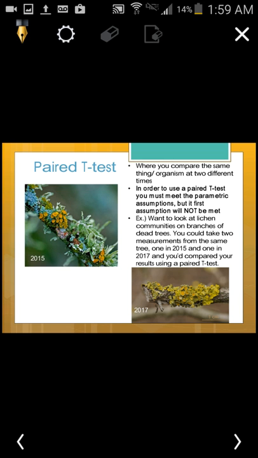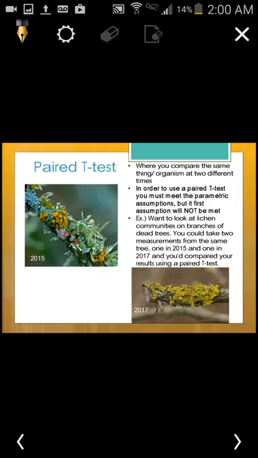We have a paired t-test. This is when you compare the same thing or organism at two different times. So here we have the organism in 2015. Here we have the organism in 2017. You compare the same thing, in order to use this paired t-test.